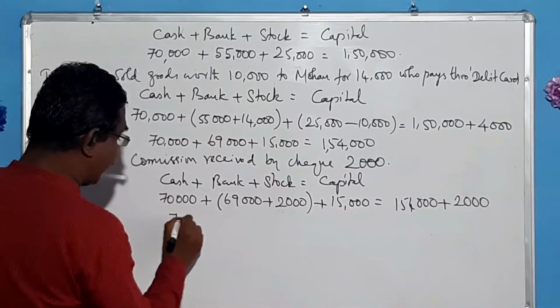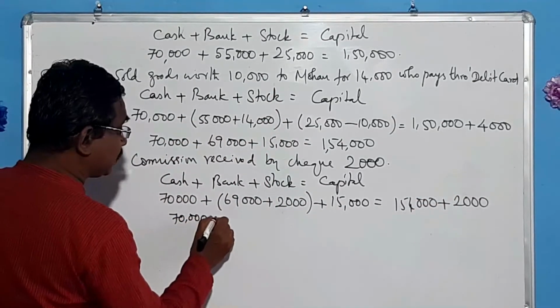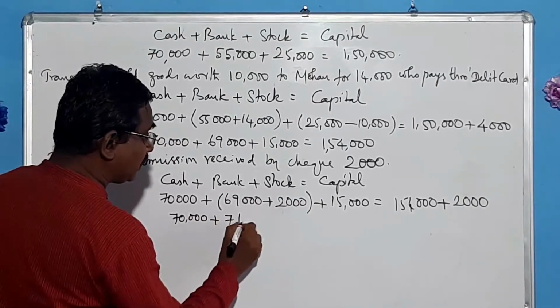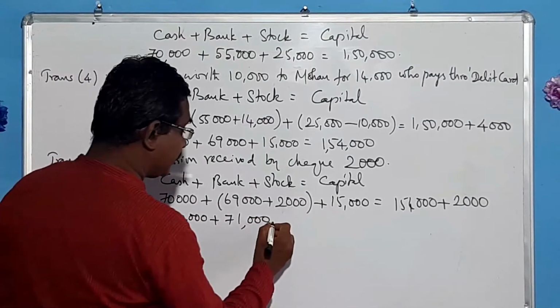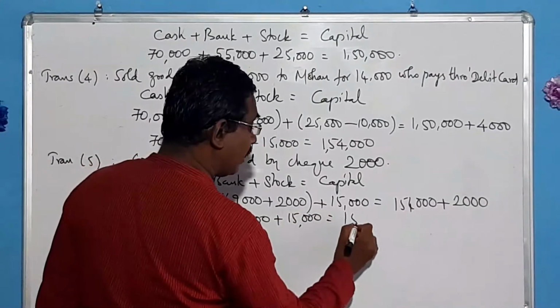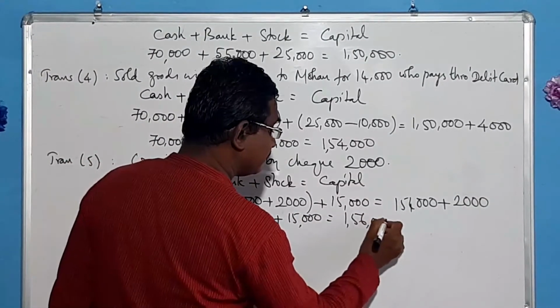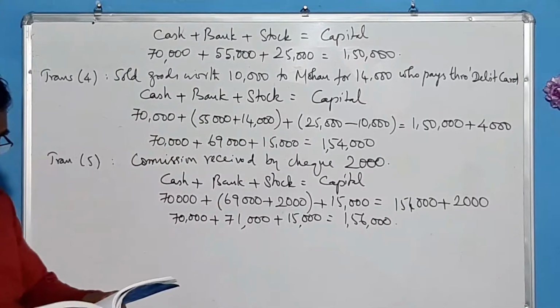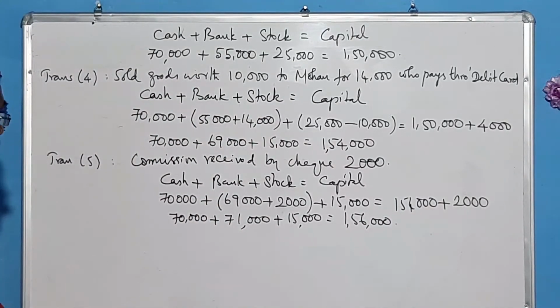So all incomes and profits should be added to the capital. Now let us go for writing the amount. Cash 70,000, bank 71,000 and stock 15,000 is equal to 1,56,000. Now let us go to the next one. Paid office rent through ECS.